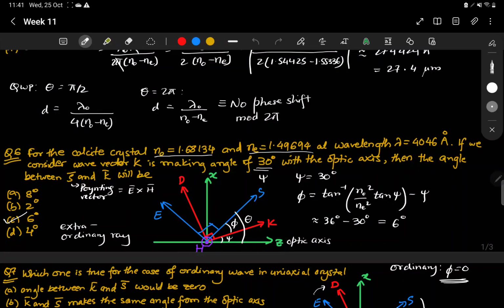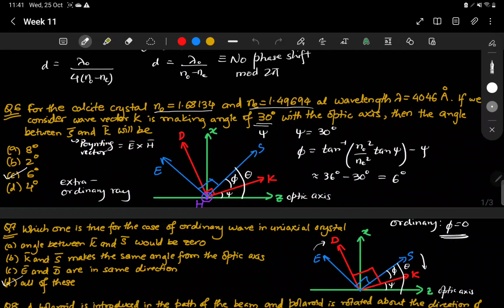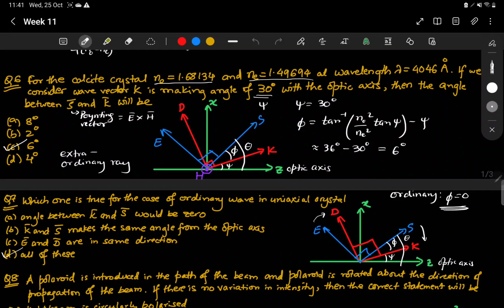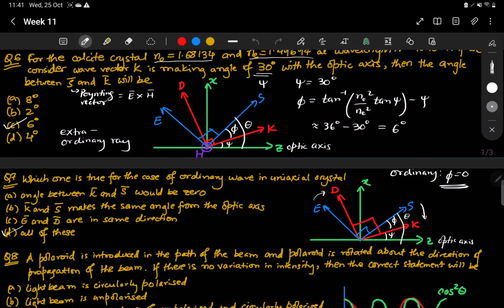Here we see that for extraordinary rays, there is an angle between the pointing vector and the wave vector, whereas for ordinary rays, that angle is 0.